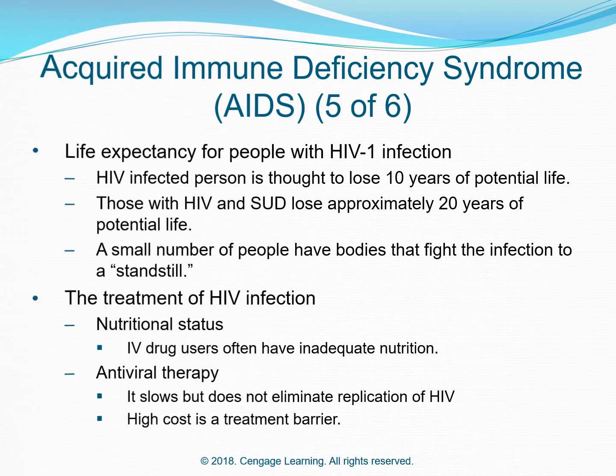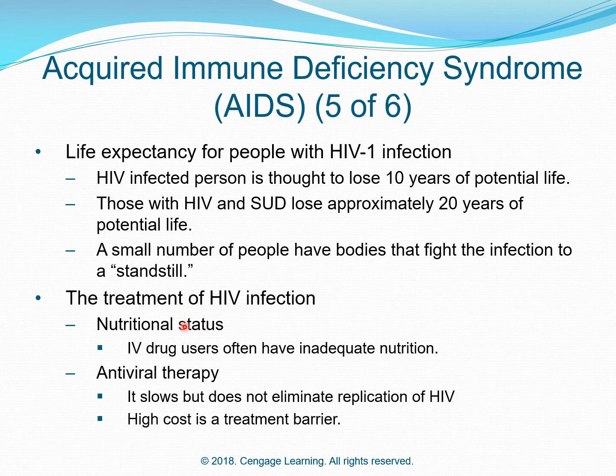Life expectancy for people with HIV-1 infection. An HIV-infected person is thought to lose 10 years of potential life. Those with HIV and SUD lose approximately 20 years of potential life. A small number of people have bodies that fight the infection to a standstill.